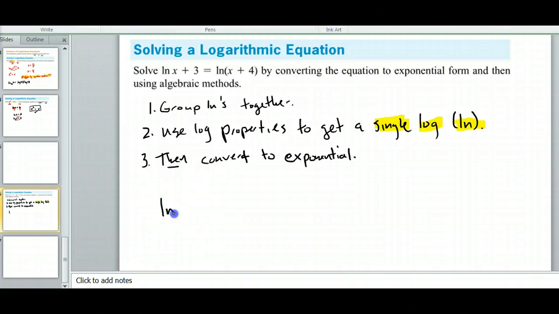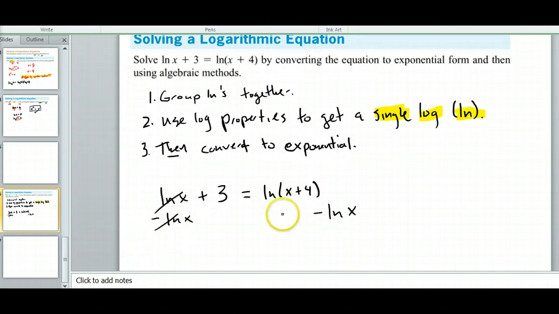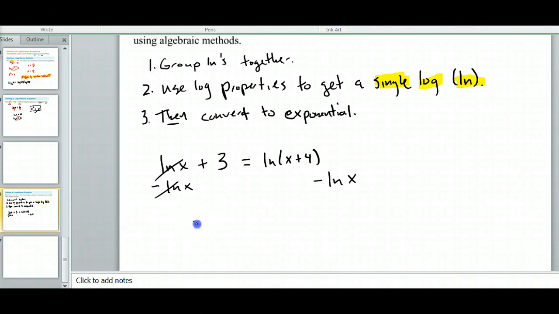So I'm going to take this natural log of x plus 3 equals natural log of parentheses x plus 4 close parentheses, and I'm going to group these two things together. So I'm going to bring this over to this side. Now this is gone. I have 3 is equal to the natural log of x plus 4 minus the natural log of x. Now I have two logs, same exact base, because they're both natural logs, being subtracted. So this means I can use the quotient rule.